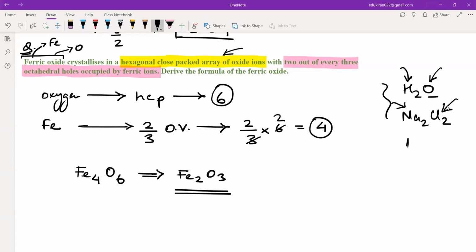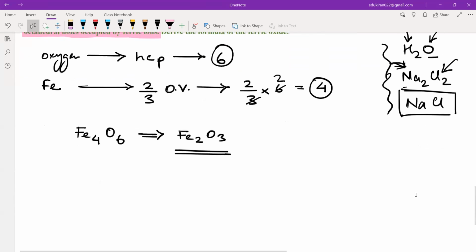But we always write this in terms of simplest whole number ratio. We write it NaCl. We don't write Na2Cl2, even though Na2Cl2 is also factually correct. For 2 chloride ions, there are 2 sodium ions. But we write it NaCl, right? Simplest whole number ratio. That is why we have done this Fe2O3. So I can move on now, right?